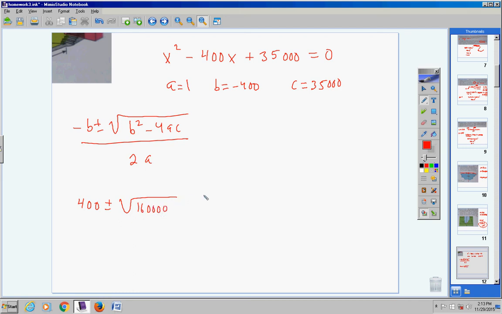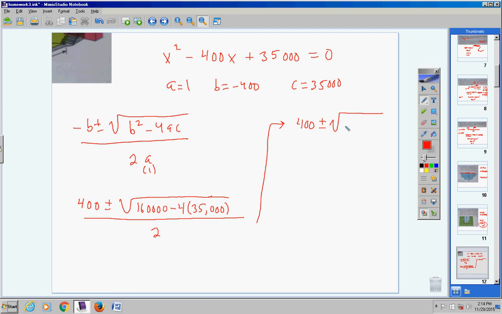160,000. And then negative 4 times a times c. A times c is 1 times 35,000, so 35,000. All over 2 times a. A is 1, so 2 times 1 is 2. Alright, next. Now, we have 400 plus or minus the square root of 20,000.